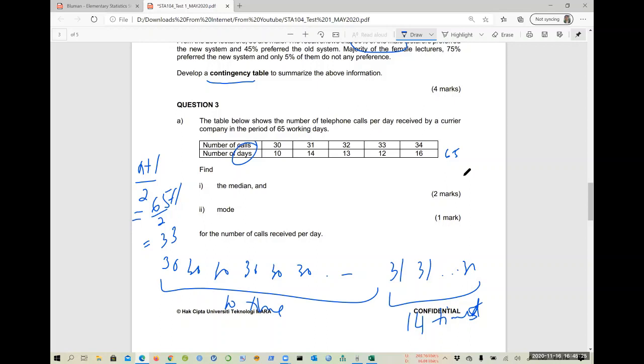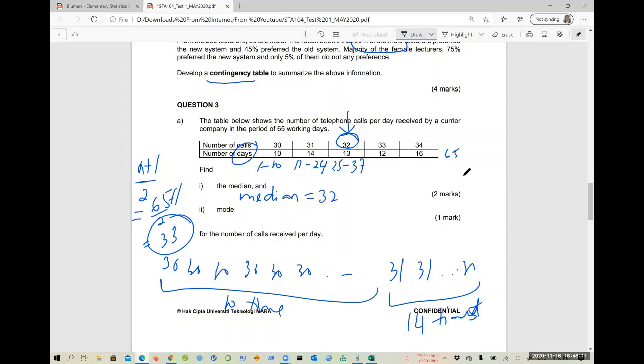So you have to find the 33rd data. Where is it located? For the first one, this is from 1 to 10. And then this one is from 11 through 24. And then you have from 25 until 24 plus 13, you get 37, right? So that means 33 will be in this position, correct? So the median value will be the number of calls. So here, median is equal to 32.